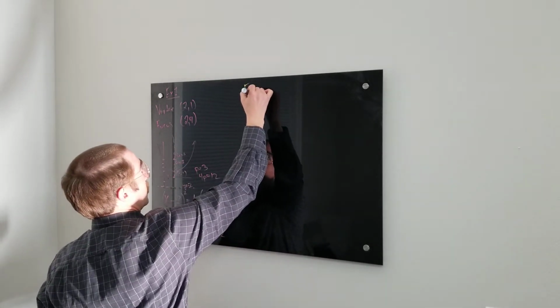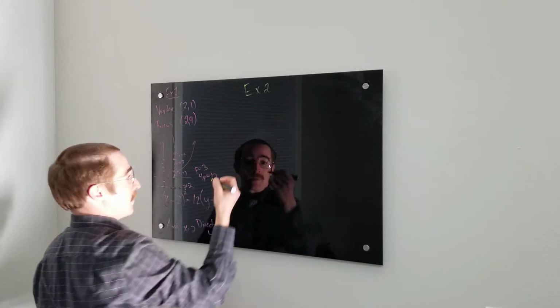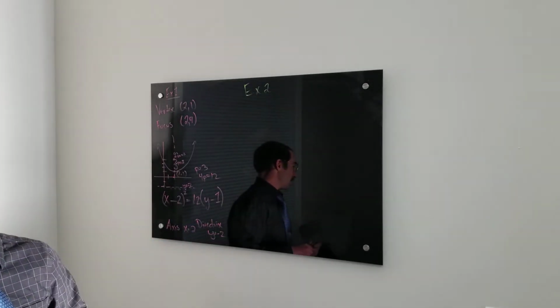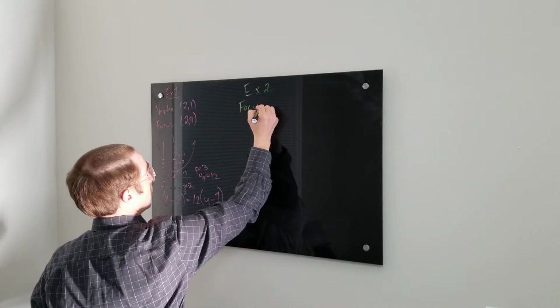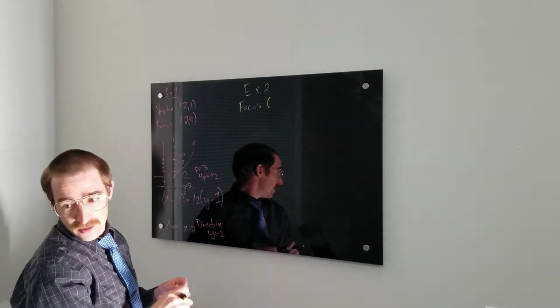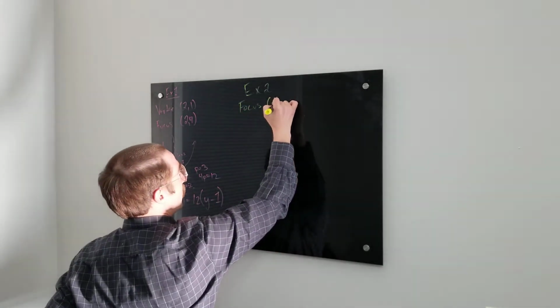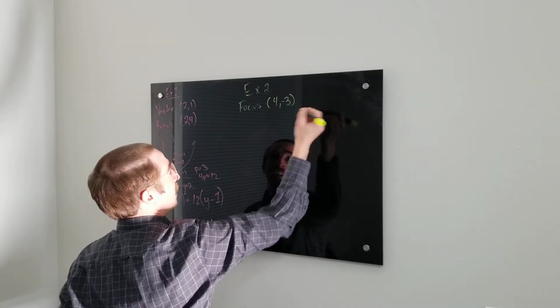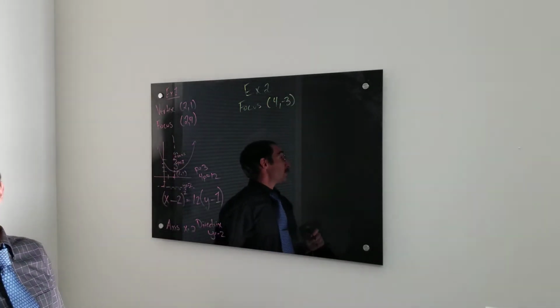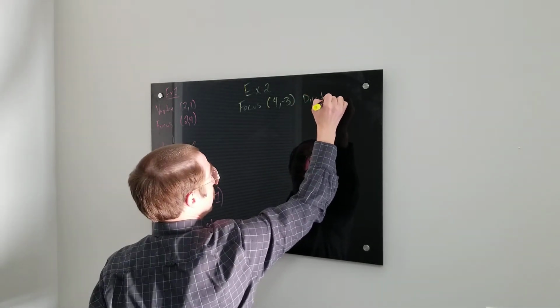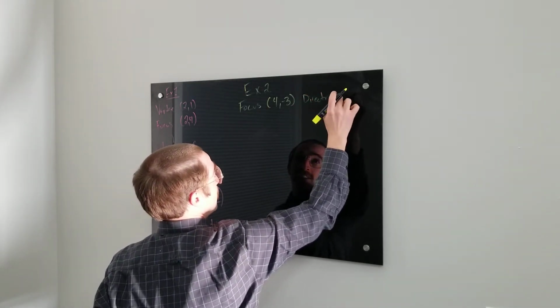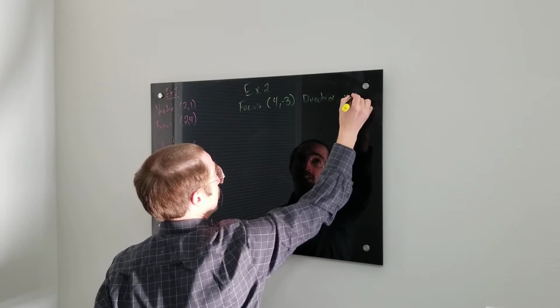Example 2. Here we have the information of a focus. Focus is at 4, negative 3, and the directrix is at x equals 8.